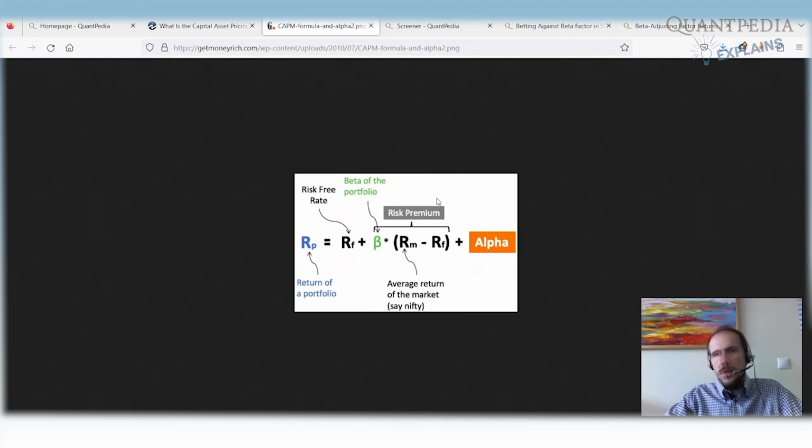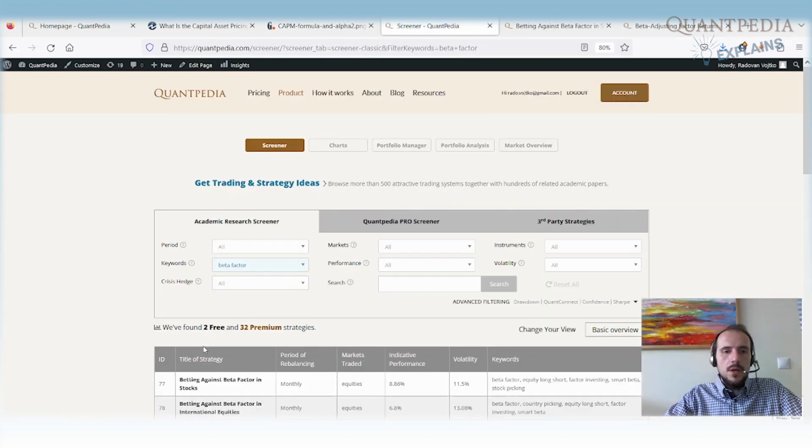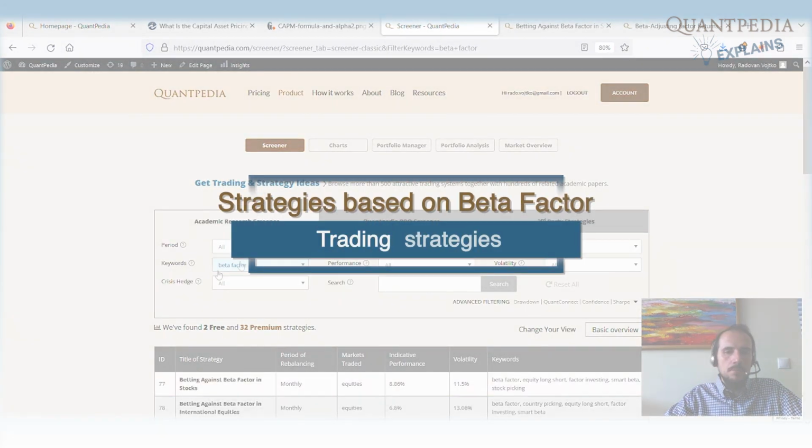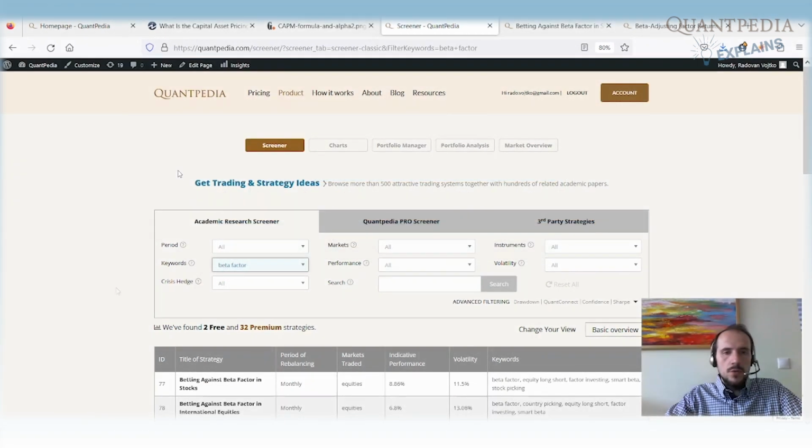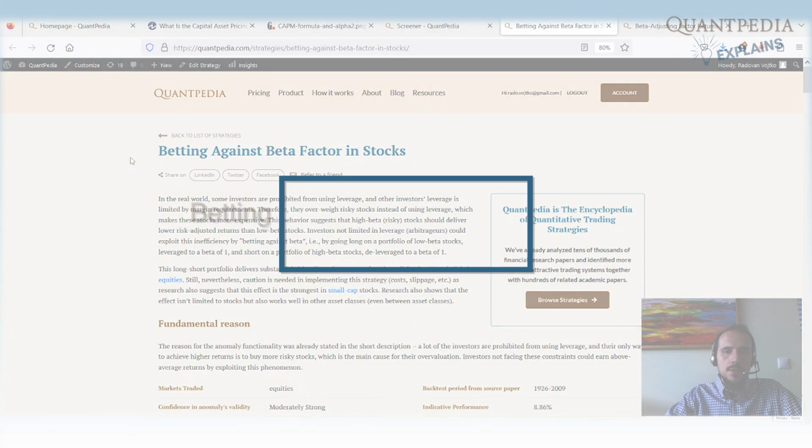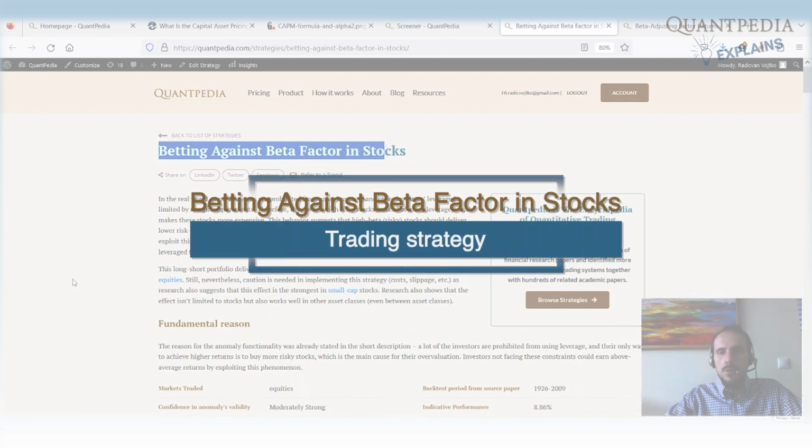What is the impact of the beta on selected securities? So there are a lot of strategies that work with the beta. We can use the keyword beta factor from our list of keywords to list or select the strategies that are working with this measure. I will just show you the first one. It's called betting against the beta factor in stocks, and then we will try to find out what is the impact of the beta on other anomalies.